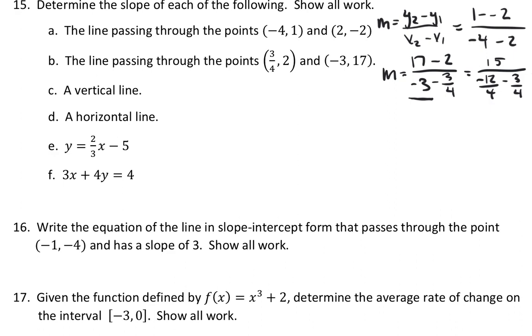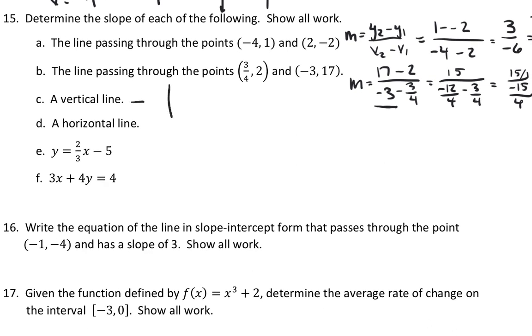Part C is a vertical line. If we were just to draw a vertical line, say here, the slope would be undefined since it is straight up and down. We can't determine what a straight up and down line would look like. It could be 1,000, it could be 1,000,000, it could be 1,000,000,000. So we can just say that it is undefined. A horizontal line, however, has no change in y. So we can say that the slope is equal to 0 since the y is not changing.